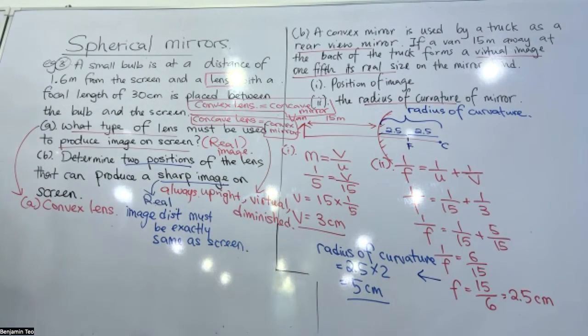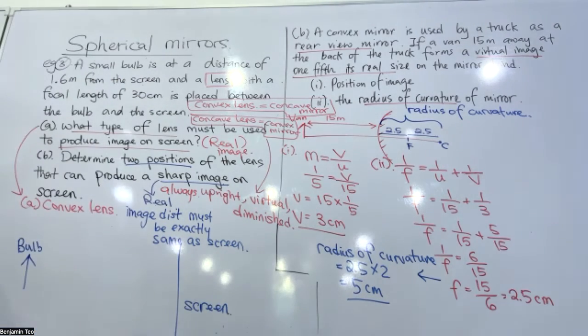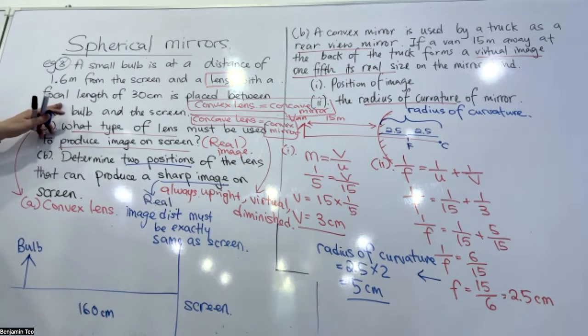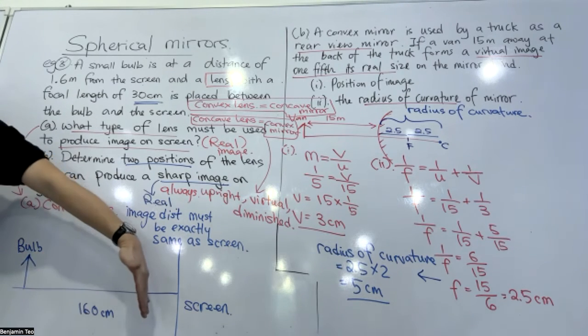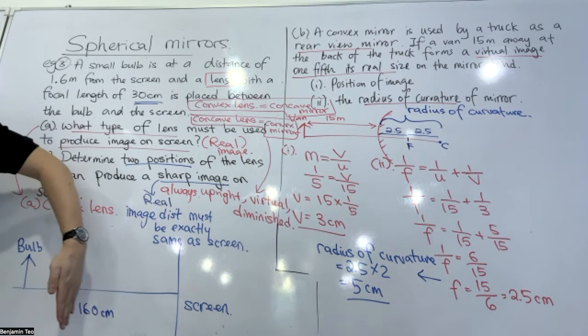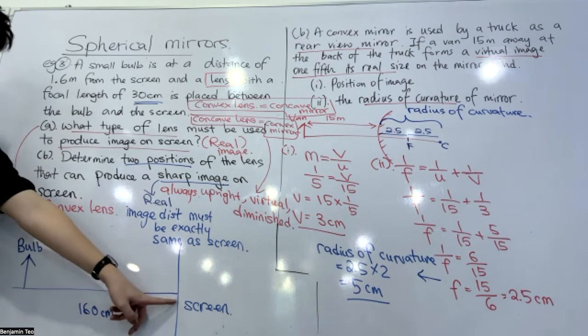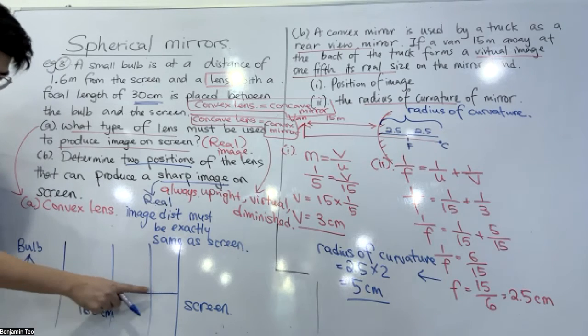Okay, a small bulb is at a distance of, here is the object. At a distance of 1.6 meter from the screen. Okay, this is my screen. So here is 160 cm. And a lens with a focal length of 30 is placed between the bulb. So this 160 cannot be changed, it is fixed, it must be 160 from the screen. But what you can move is the lens in the middle. I can put the lens here, or here, or here. The question asks where to put it so it can produce a sharp image on the screen. Okay, do I put here or do I put here? Do I put here to produce a sharp image on the screen?